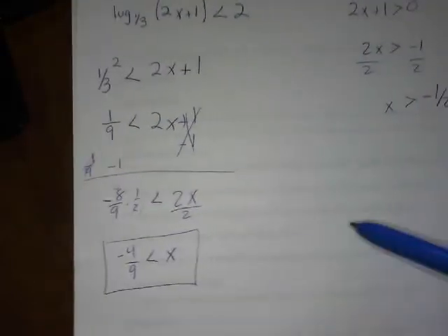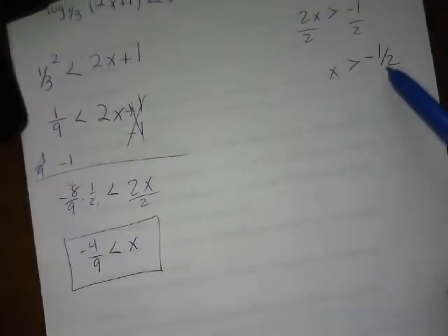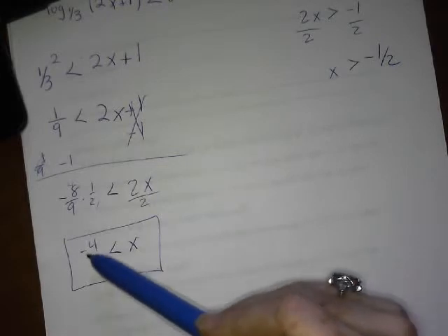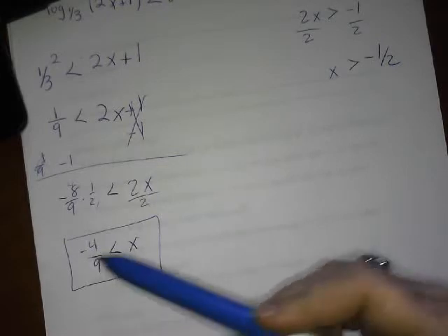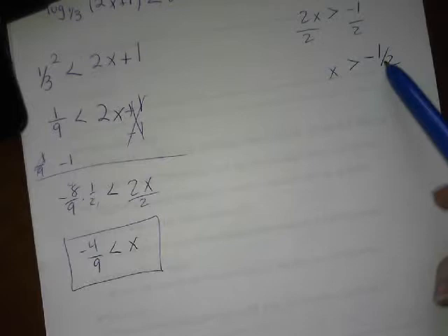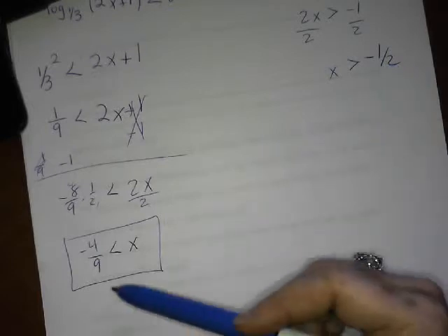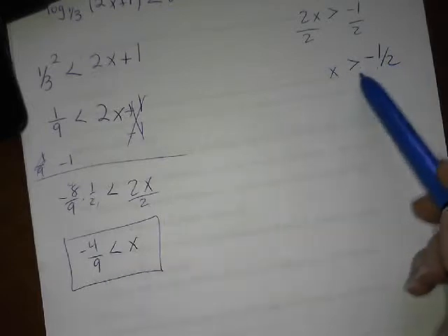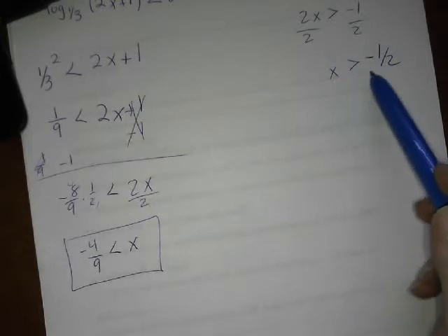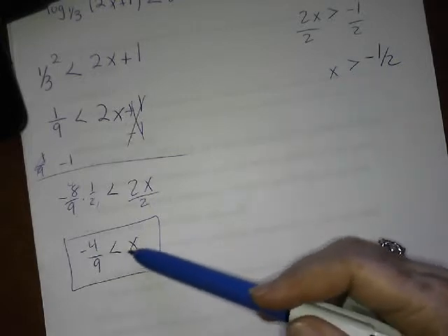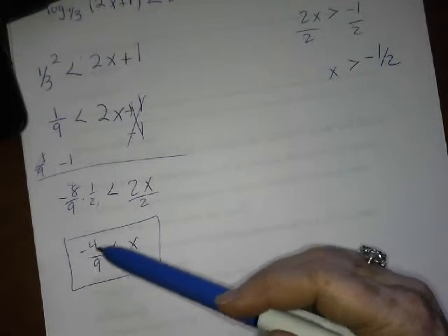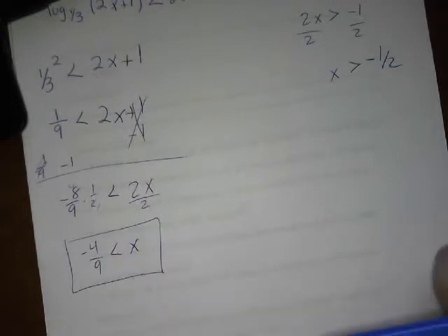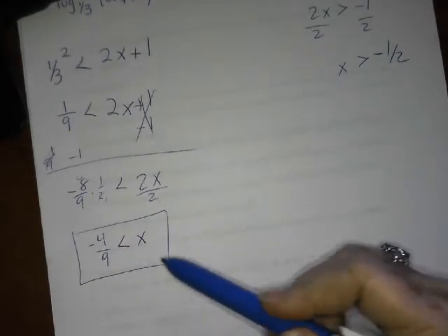So I want to add that to my answer, and I was going to, but then I realized that negative 4/9 is actually greater than 1/2, like on a number line. So that doesn't have to be included in my answer, because this already takes care of that. If x is bigger than negative 4/9, x is automatically bigger than 1/2. So this is your only answer.